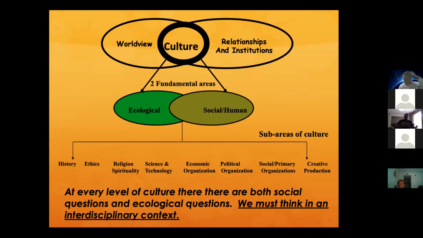And then folk begin to organize in different ways. So all I'm pointing to at the bottom is what I call sub-areas of culture, and you could come up with your own: creative production is the arts, how we organize socially, our families, peer groups, religious and spiritual institutions, science and technology, economic organization, political organization, our ethics, how we understand and see history. All of this is a part of culture.